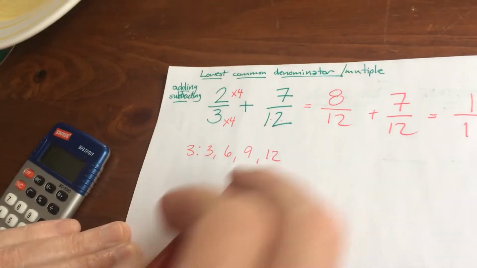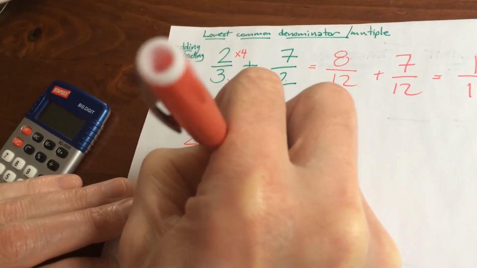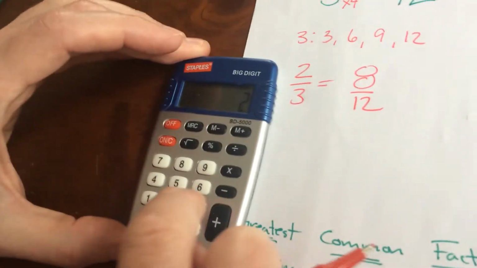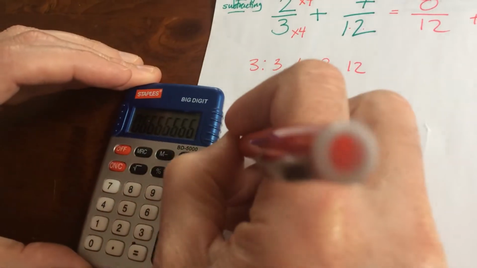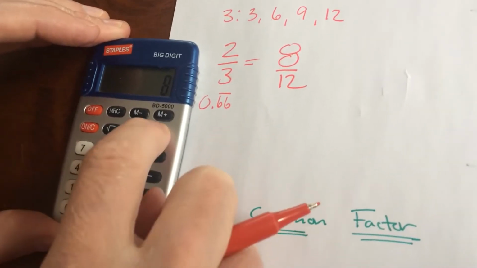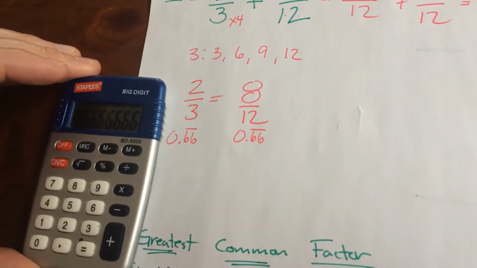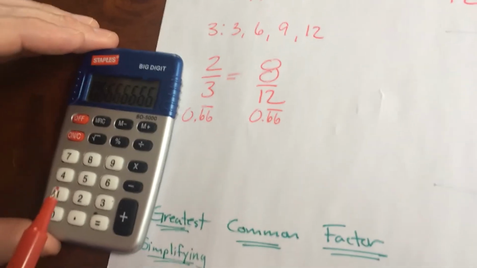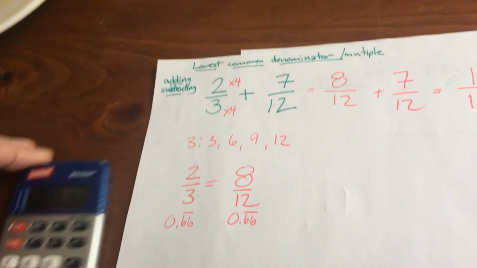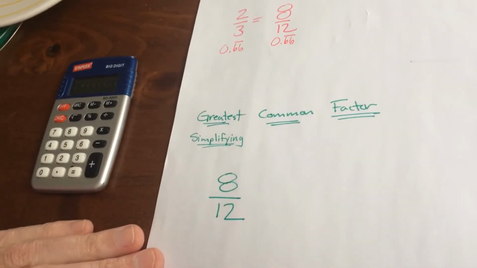And so what we ended up doing was 2/3 is equal to 8/12. I can prove that. 2 divided by 3 equals 0.66, going on forever. And if I do 8 divided by 12, I get 0.66, which goes on forever. So those are equivalent fractions, and I got it by multiplying the top and the bottom by the same number.